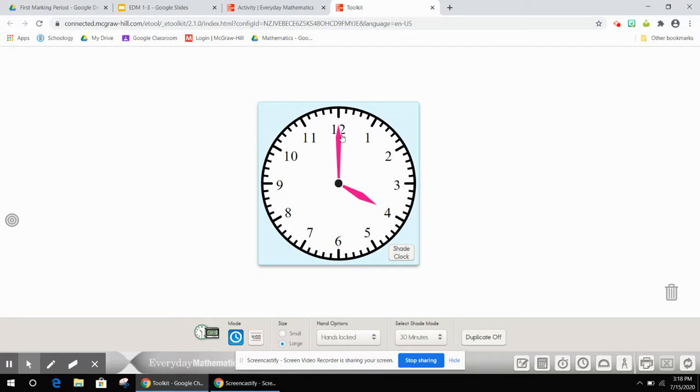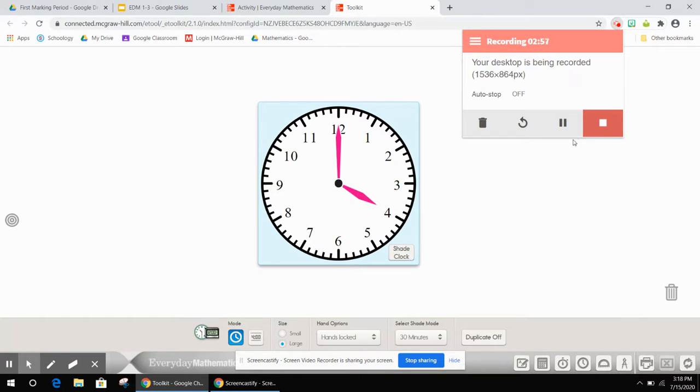Your teacher today will be having a lesson with you where you can show him or her some of those other times using your clock and practicing with that hour hand and with the minute hand, showing different times on the clock. So make sure that you have your toolkit clock ready, or you're able to use the one on ConnectEd.